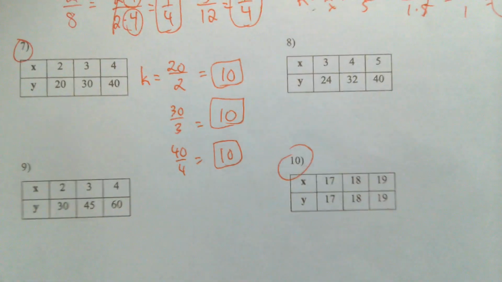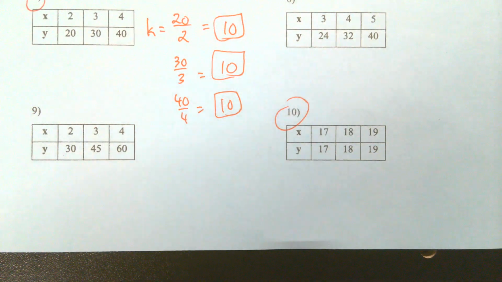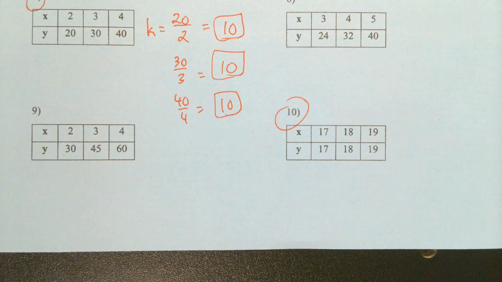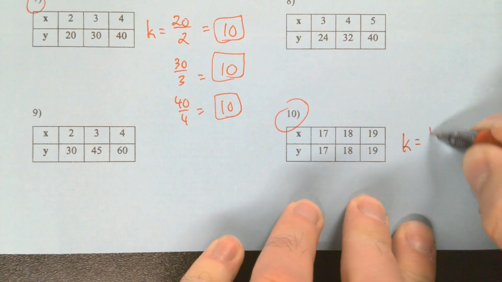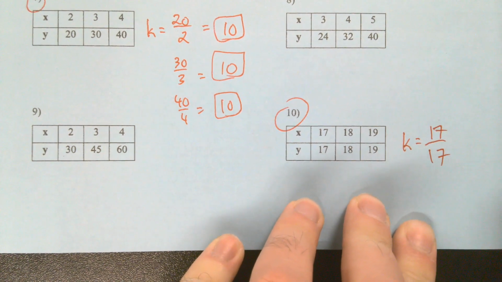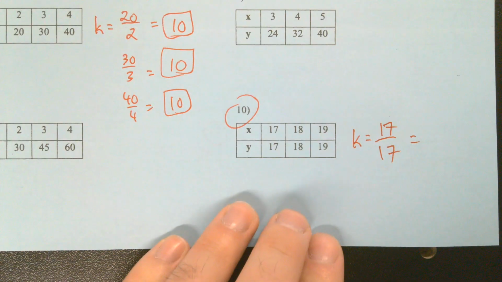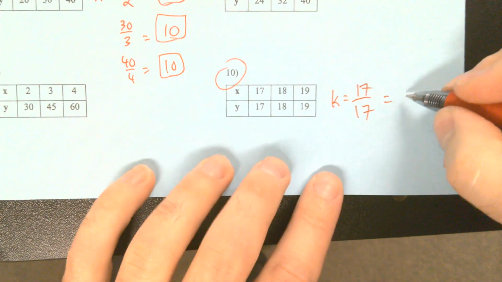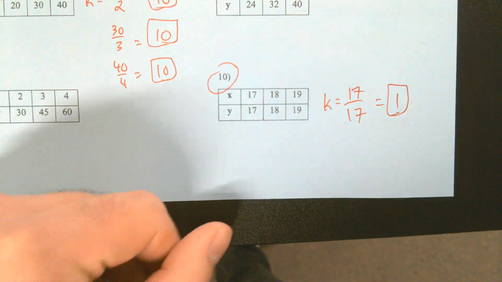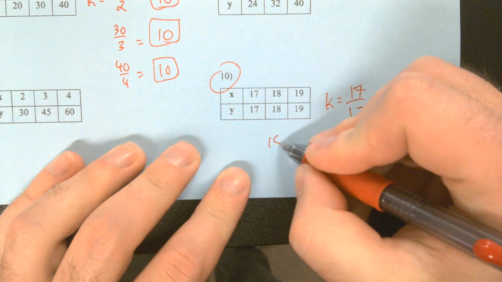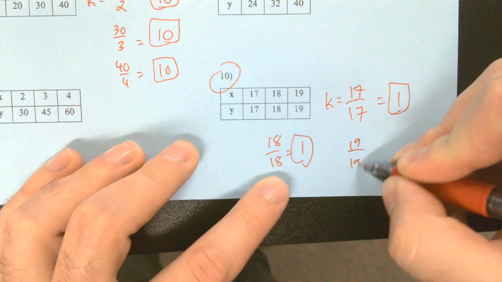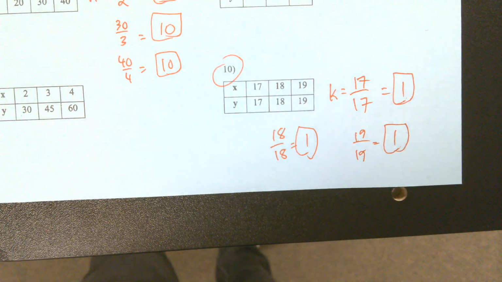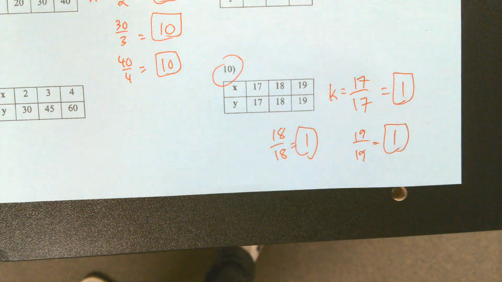Then number 10, do we have a smaller number as our x value or our y value? Trick question, because they're the same, right? So if we're finding k, we could put 17 over 17. And what is 17 over 17 equal to? 1. Boom. Our k value is just going to be 1. 18 over 18 is also 1. 19 over 19 is once again just 1. Does that make sense for number 10?